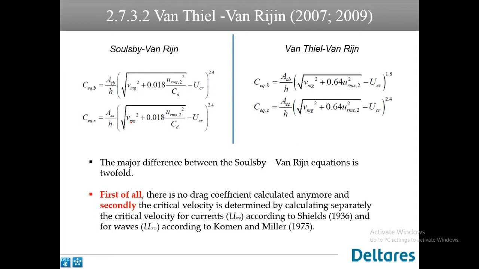And the second one will be the Van Rijn. The major difference between the Soulsby-Van Rijn equation is twofold. Beza dia dengan this one is Soulsby and this one is Van Thiel. First of all, there is no drag coefficient calculated anymore. Kat sini perasan tak ada CD, nor here.